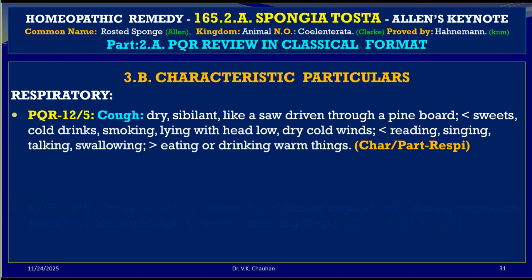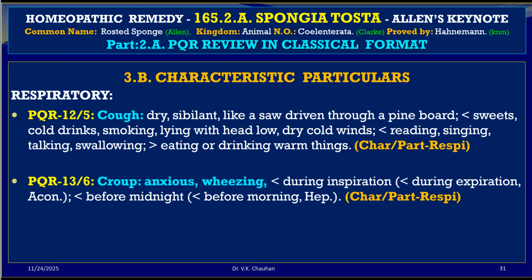Okay, we go to the next symptom, PQR 13. This is the sixth symptom: croup, anxious, wheezing, worse during inspiration, and if it is worse during expiration, please remember it is aconite. Worse before midnight, and if it is worse before morning, it is hepar sulph. So we now have six symptoms. The tally of symptoms has increased. Now there are six symptoms pointing to respiratory system disorder and cough and croup. Croup is an acute disease, especially of children.